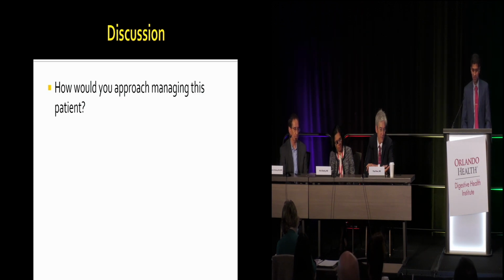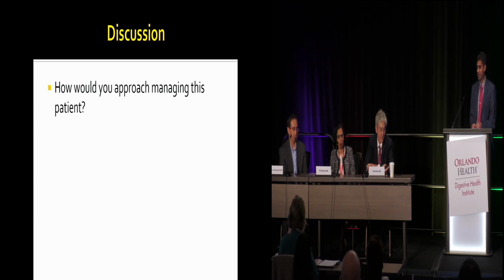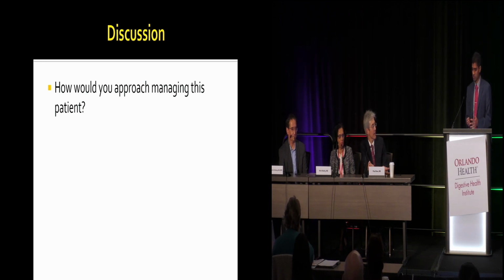So you have a lot of treatment in the pipeline for hepatitis B and fatty liver disease, but this is a patient who has both hepatitis B and hepatitis delta. So how would we approach managing this patient? Would you first treat the hepatitis B, or would you try to treat both at the same time?